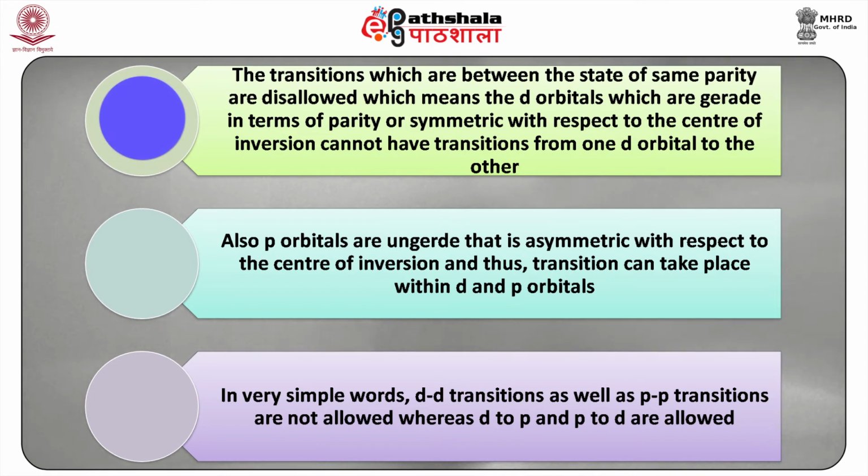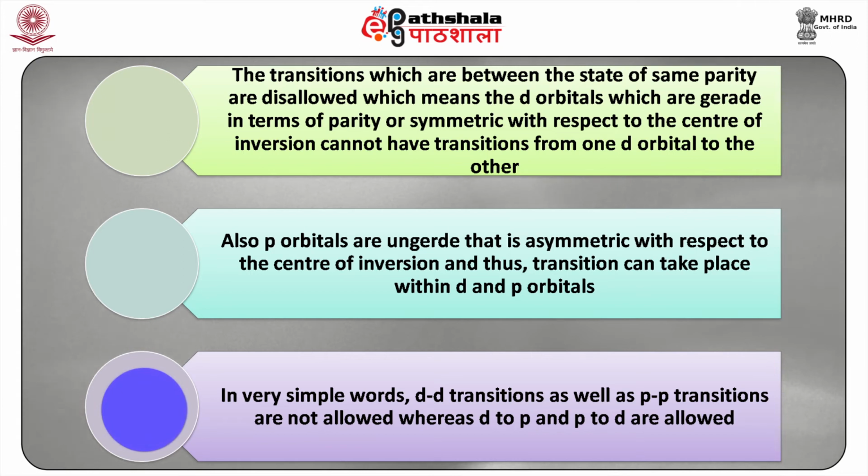The transitions between states of the same parity are disallowed, which means the d orbitals, which are gerade in terms of parity, or symmetric with respect to the center of inversion, cannot have transitions from one d orbital to the other. Also, p orbitals are ungerade, that is asymmetric with respect to the center of inversion, and thus transitions can take place between d and p orbitals.